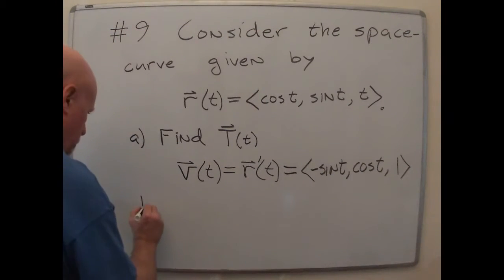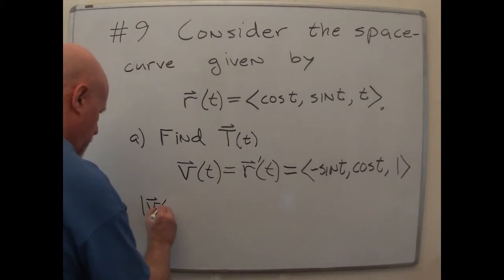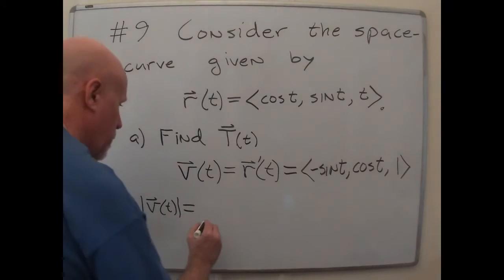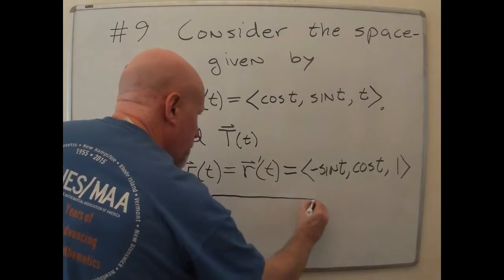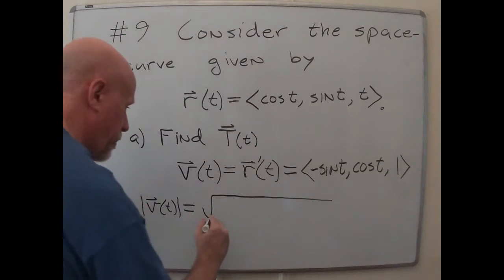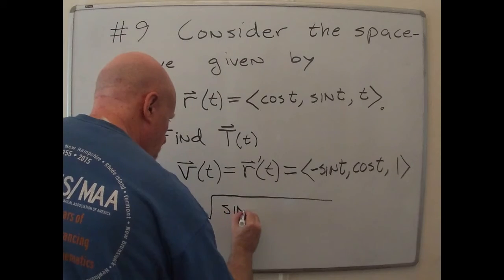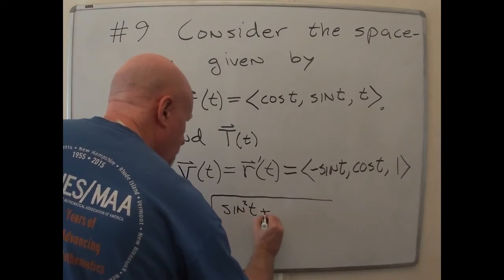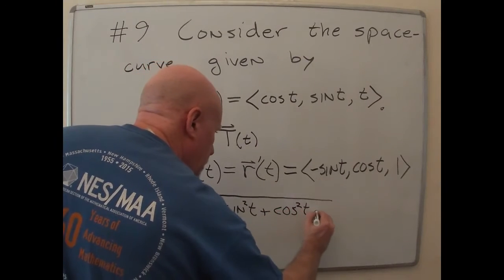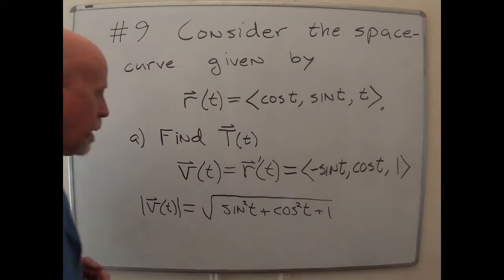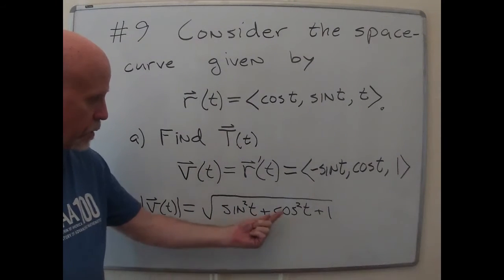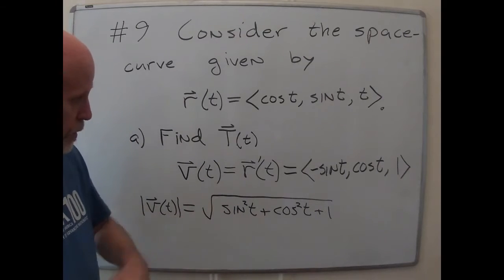The length of this velocity vector we've just found is the square root of the sum of the squares in there. The fact that that's negative isn't going to matter because we're squaring, so I'm just going to write sine squared t and cos squared t and 1. And then the Pythagorean identity tells you that cos squared and sine squared is 1, so what we've got here is really just root 2.